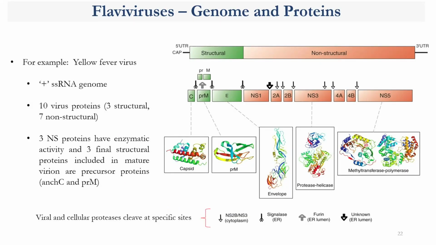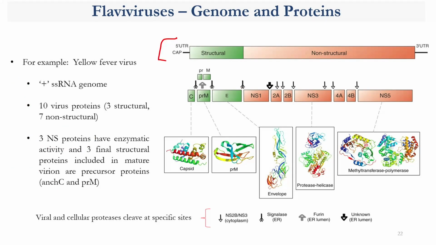So for yellow fever virus, we have a positive single-stranded RNA genome. It makes 10 different virus proteins, 3 of them are structural, and 7 are non-structural, okay? Now, 3 of these non-structural proteins have enzymatic activity, okay? And the 3 structural proteins included in the mature virion are all precursor proteins, okay? So what that means is they need to be processed to make the mature virion, okay? So the anchored C and PRM, precursor M protein.